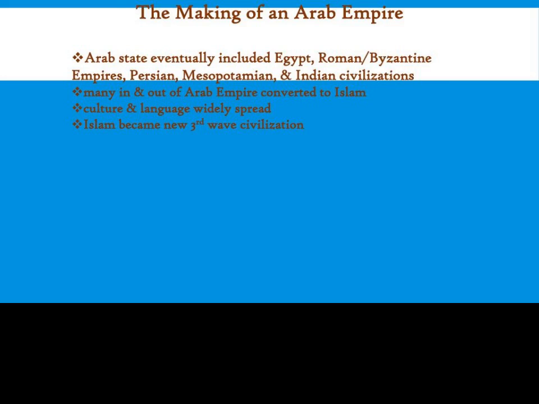Okay, the making of an Arab empire. Here we go. Now, the Arab state grew to include all or part of Egyptian, Roman, Byzantine, Persian, Mesopotamian, and Indian civilizations. Many both in and out of the Arab Empire converted to Islam. The Arabic culture and language spread widely, and Islam became a new third wave civilization.